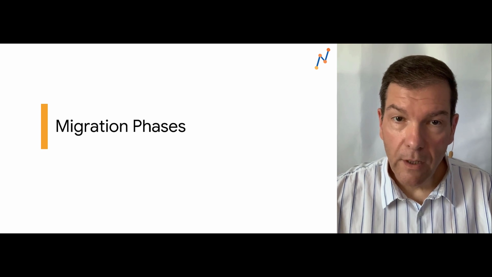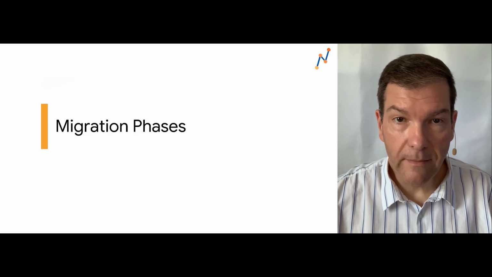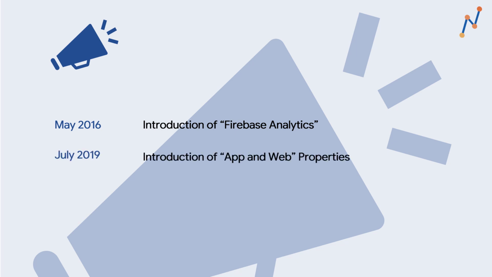Quite the opposite. You need to take migration phases into account, and in the next couple of minutes, I'm going to tell you why. Here's a little bit of background information. Google introduced Firebase Analytics in May 2016 as the successor to app tracking with mobile SDK. At the end of July 2019, Google started the journey of creating a unified experience for both apps and web by merging Firebase Analytics and Google Analytics. And the outcome was the introduction of app and web properties in Google Analytics.